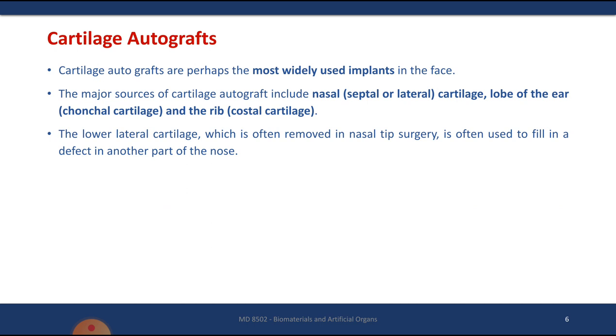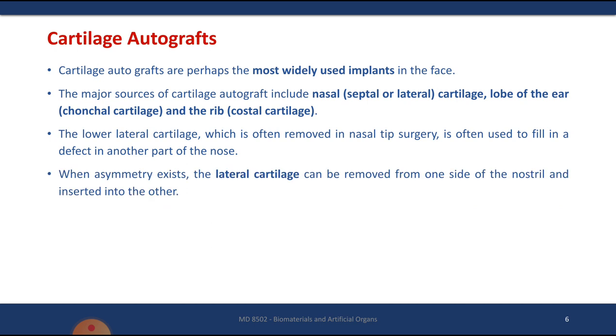So the lower lateral cartilage, which is often removed in nasal tip surgery, is often used to fill in defects in another part of the nose. So generally in plastic surgery, people go for nose correction, right? So in that stage, they take the tip of the nose and then use it to replace or fill some part of the nose during the surgery. So they don't just throw the tissue or the bone away, they use it for correcting the other part of the body. So that's one thing.